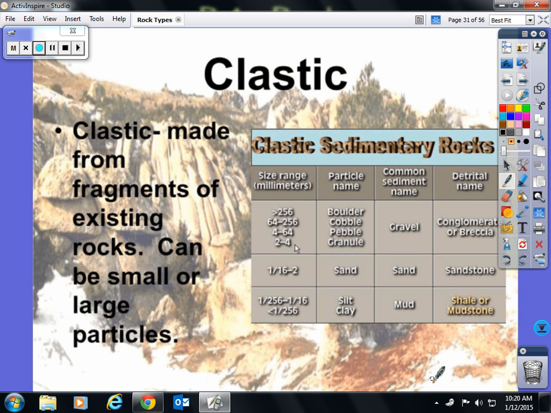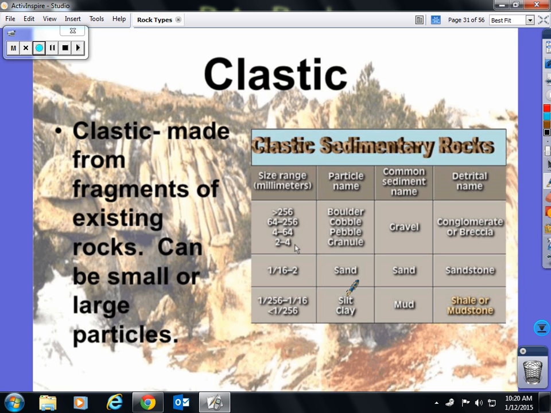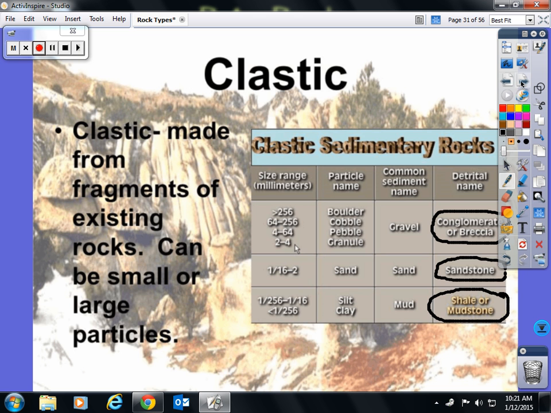Okay, so your first category is called clastic. It says it's made of fragments of existing rocks. These are your examples over here. Okay, so we have silt and clay, mud, shale, mudstone. These are the ones that you'll need to know. Conglomerate is like big rocks put together. Your sandstone is made of sand. Your shale is made of mud. Okay, so those are the three clastic rocks that you'll need to know.